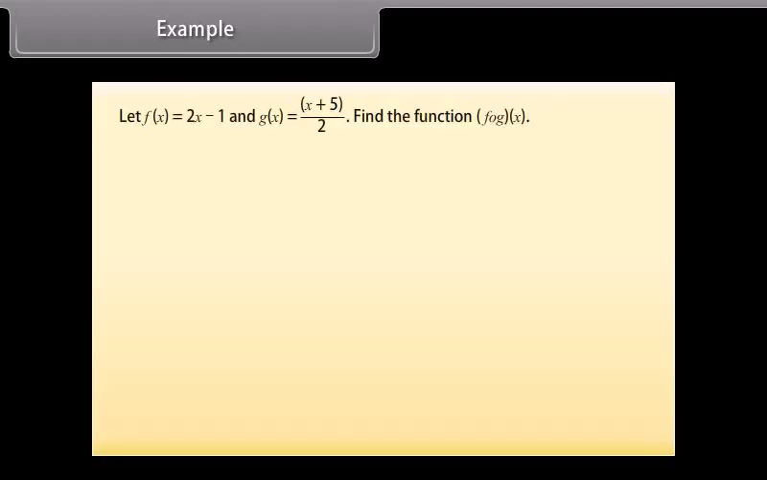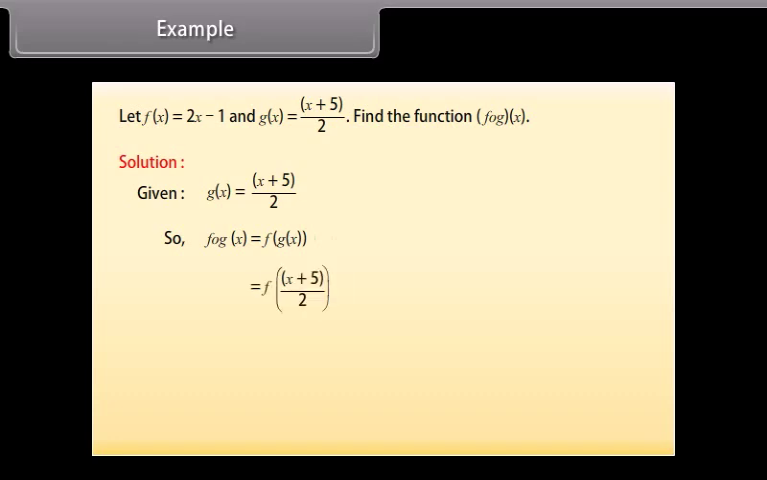Example. Let f(x) = 2x − 1 and g(x) = (x + 5)/2. Find the function f of g(x). Solution. Given g(x) = (x + 5)/2. So, f(g(x)) = f((x + 5)/2) = 2 × (x + 5)/2 − 1 = x + 5 − 1 = x + 4.